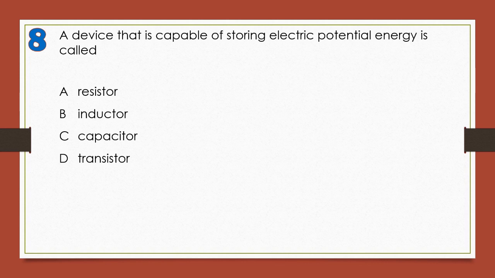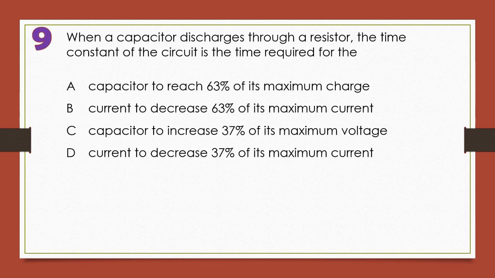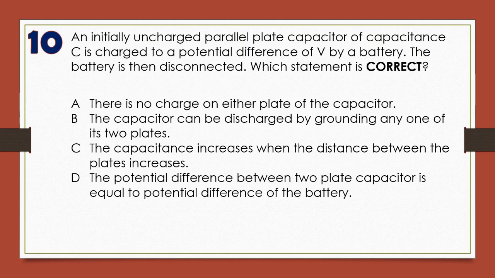Question number 8. A device that is capable of storing electric potential energy is called? Question number 9. When a capacitor discharges through a resistor, the time constant of the circuit is the time required for the? Question number 10. An initially uncharged parallel plate capacitor of capacitance C is charged to a potential difference of V by a battery. The battery is then disconnected. Which statement is correct?